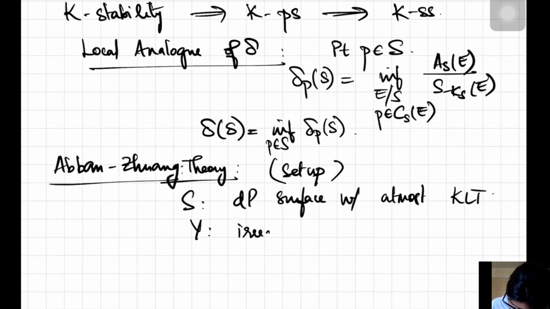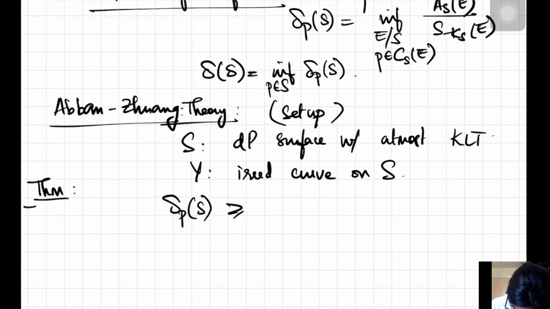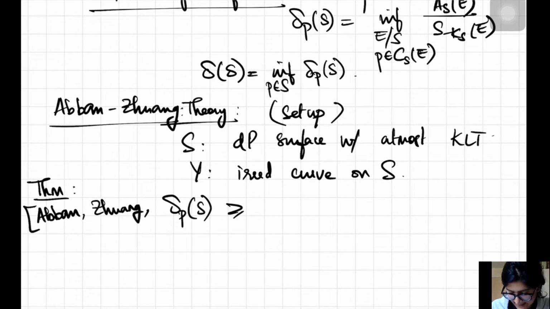Say Y is an irreducible curve on our surface. Then you can estimate delta P. This is a theorem by Abban and Zhuang, which was later improved and came up as this inequality in the book written by, I'm going to write just the surname, the first letter of every surname.